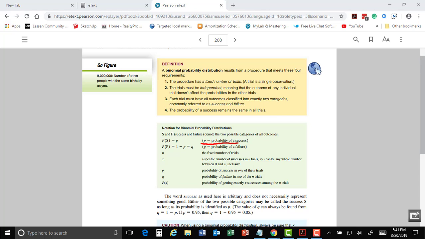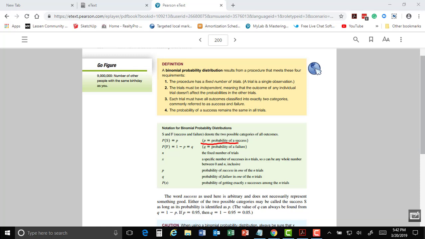Right, because the problem can't have anything but either a success or a fail. Two possible outcomes, and that's going to be P. Look, that's the probability, see the F? Probability of failure is 1 minus P. The probability of success is P. And then N is the number of trials.